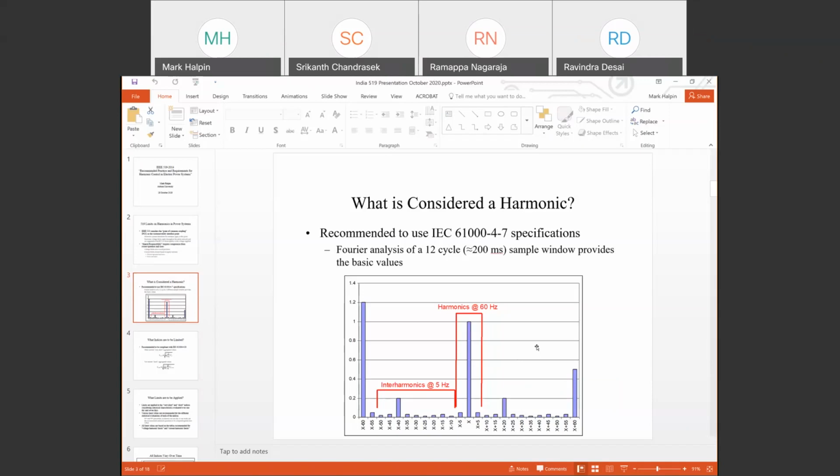So that's what a harmonic is. We will talk briefly about interharmonics later, at the very end, but we'll come back to that in due time. So that's what a harmonic is. That's what we consider it to be.